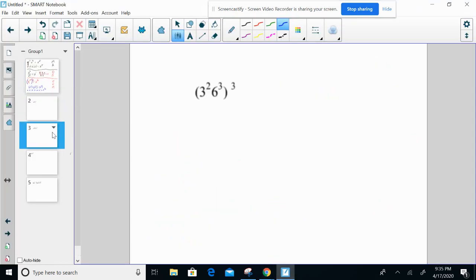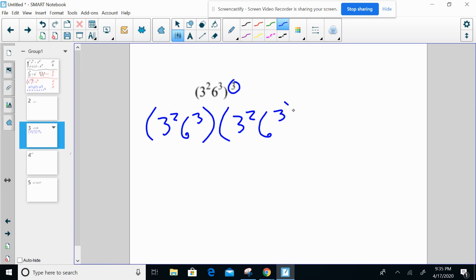All right. Now this. So let's do the expanded version first. How many sets of parentheses? How many pods do we have? Well, we have 3 again. So 3 squared times 6 to the 3rd. You're going to have 3 of them written out.